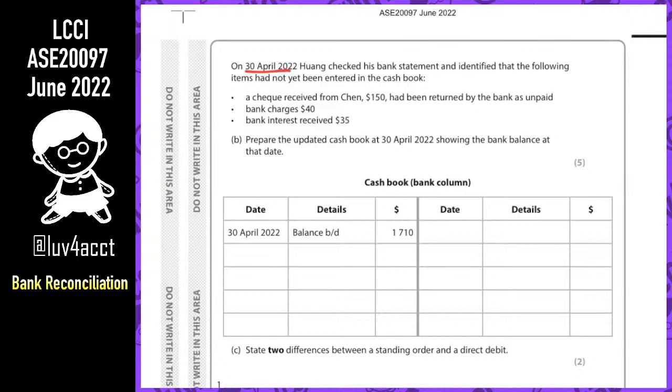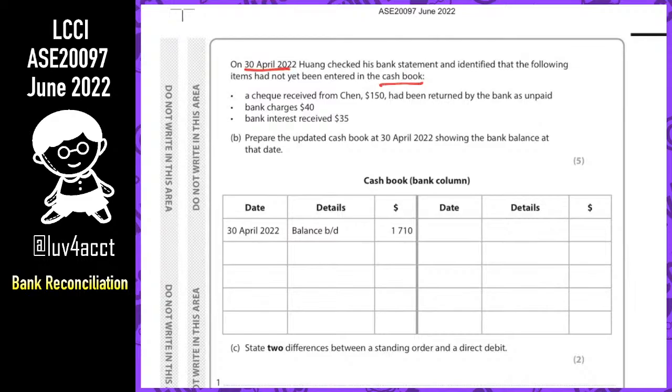We check the bank statement and identify the following items had not yet been entered into the cash book. So you are told which items are not yet entered in the cash book. Sometimes these items are mixed together and you have to distinguish them yourself. This time you are not asked to distinguish, it's given to you directly.